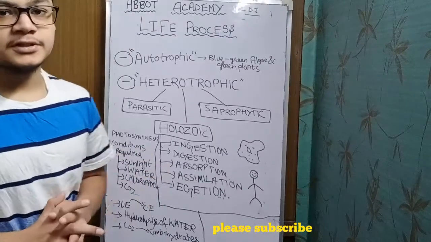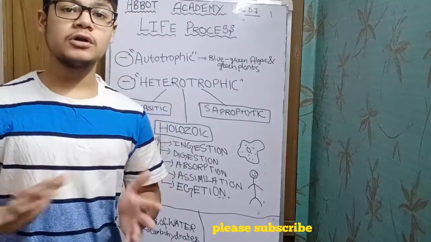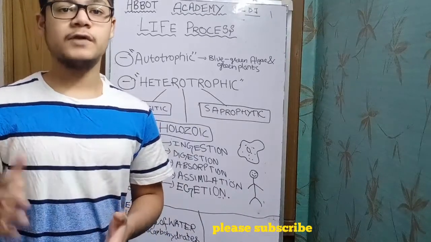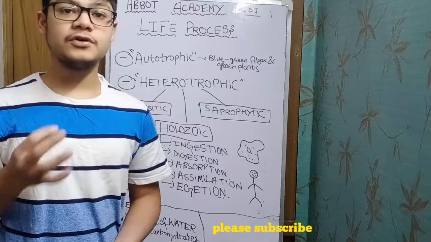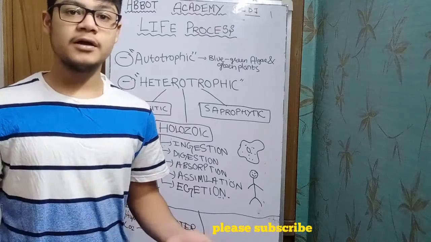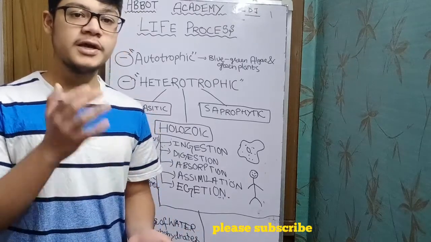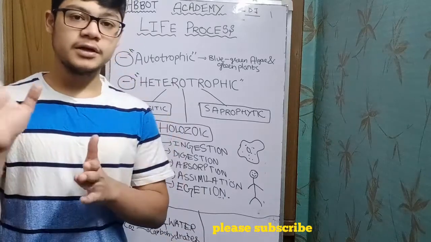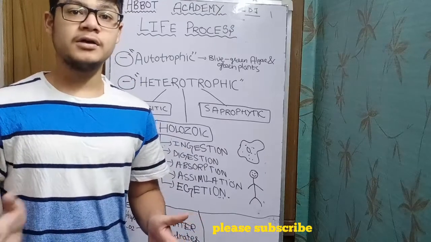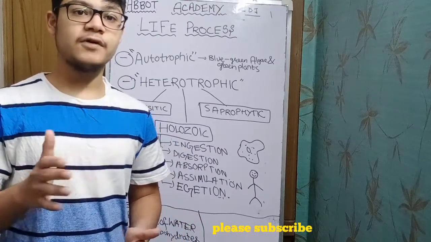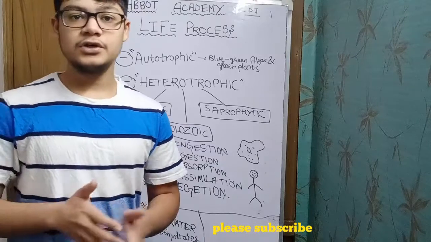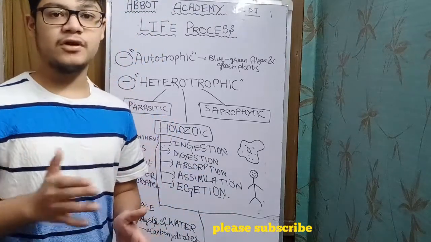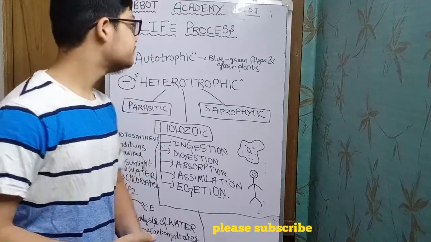What are life processes? Life processes include all those processes which are necessary for the survival of life. For example, nutrition. If we do not eat food, then we will die. So eating food or ingestion is a life process, because if we do not do that process, then we will eventually die. So it is a necessary condition for the survival of our life. All those processes which are necessary for the survival of life are life processes.